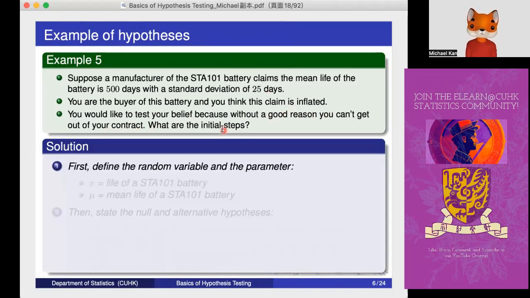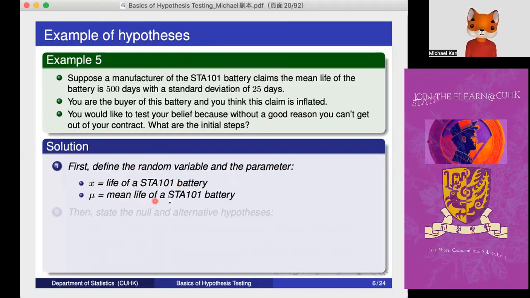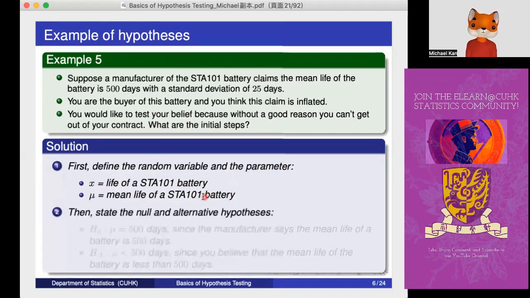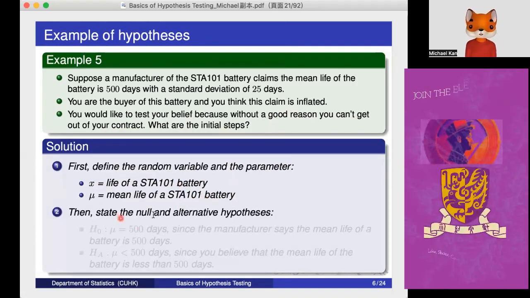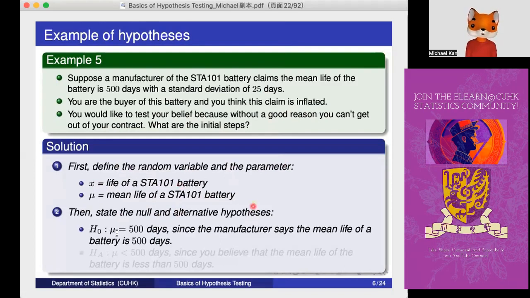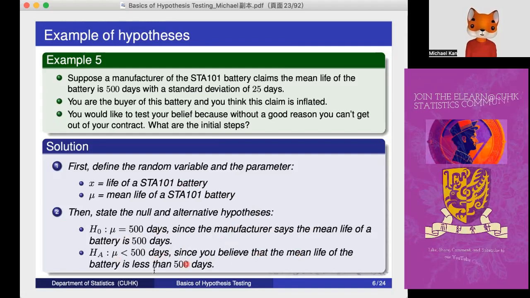The first step is that we clearly define the random variable and parameter in words. The random variable is X, which is the life of this battery. As for mu, it is its average life. Then we need to clearly state the null hypothesis and alternative hypothesis. The null hypothesis H0 is mu equals 500 days, because this is what the manufacturer said. The alternative hypothesis is that mu is less than 500 days, because we suspect that its average lifespan is not even 500 days.